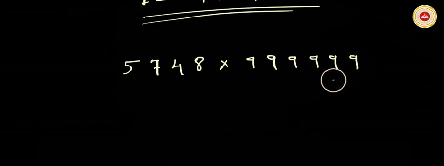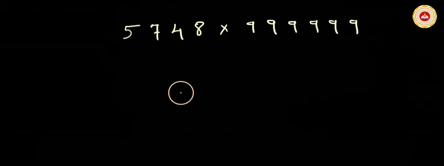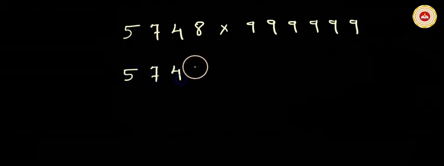9,99,999 is the multiplier and 5,748 is the multiplicand. Let us write the answer in 2 parts, left part and right part. What is the left part? Subtract 1 from 5,748. That gives 5,747. So we calculated the left part.